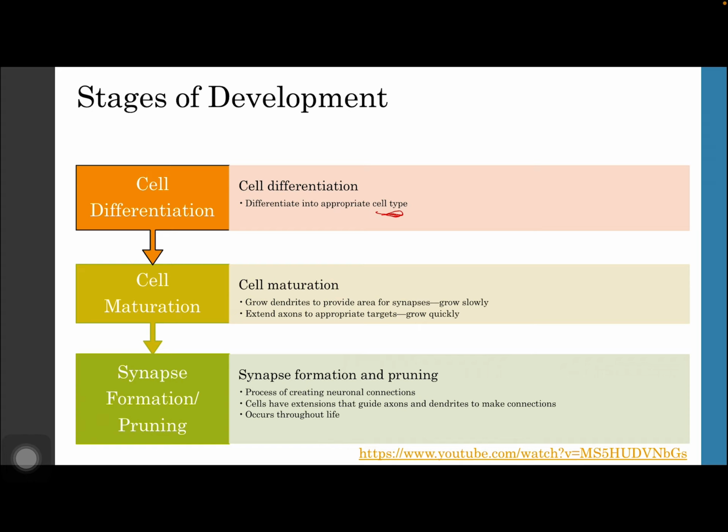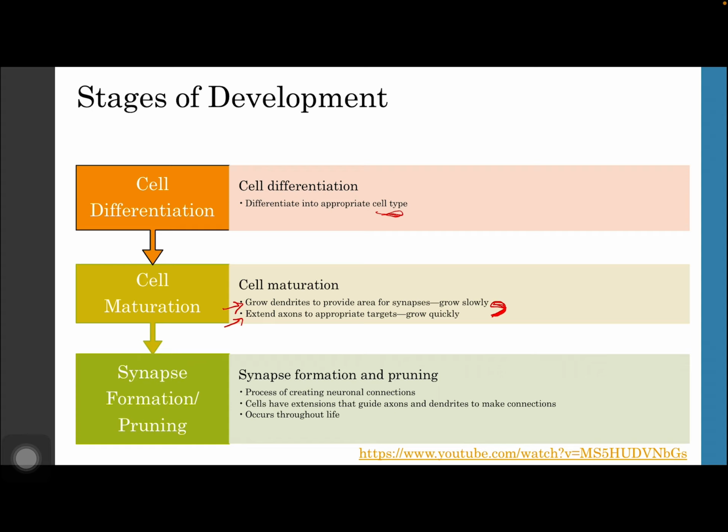Cell maturation is also important in this stage of development, which is a two-pronged process. We have a fast growing process and a slow growing process. The slow growing process is growing those dendrites, increasing the surface area of the cell to provide an area for synapses and other cells to network and connect with each other. The second, more quickly growing part of cell maturation is extending those axons to appropriate targets.